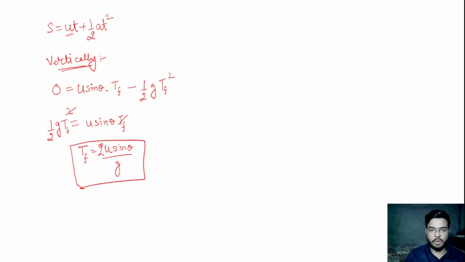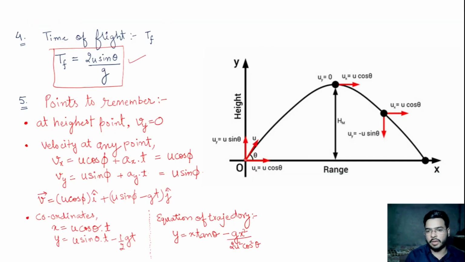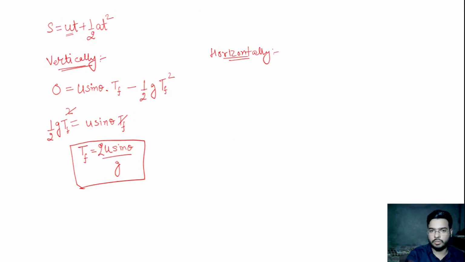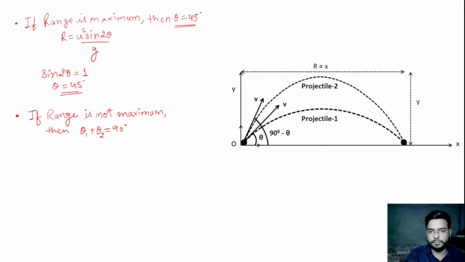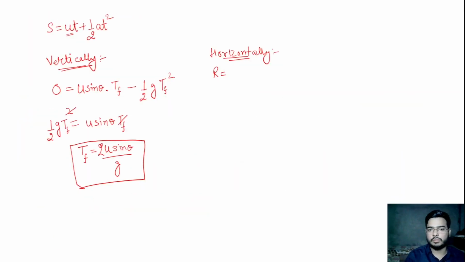Now coming to the next formula, let us apply this equation horizontally. If we apply this in the horizontal direction, what will happen? See, this is the figure, and s in the horizontal direction means the range. Now u in the horizontal direction is equal to u cos theta. So this is u cos theta.